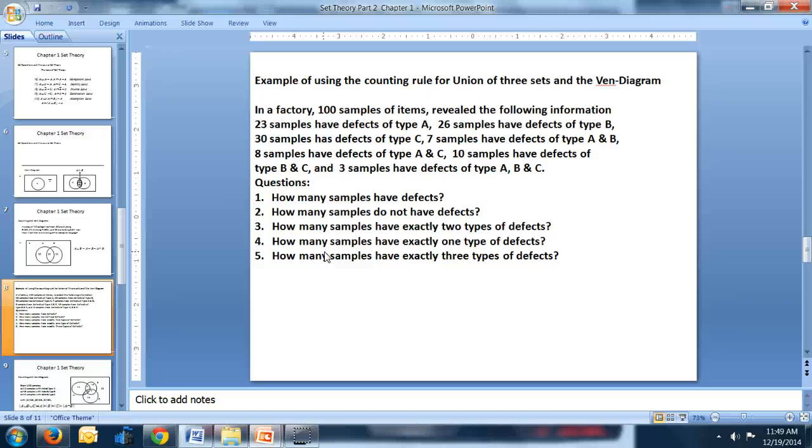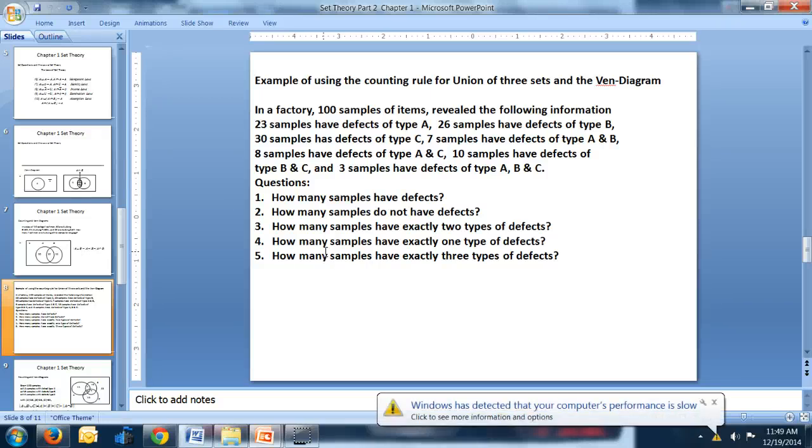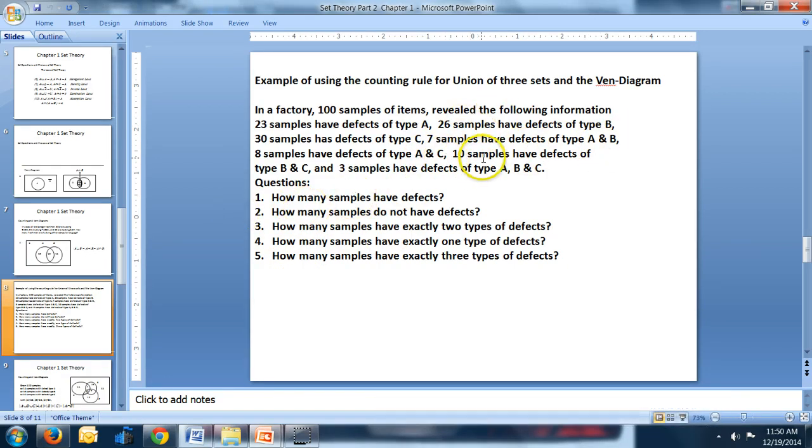So we identified in here that we have 23 samples that have defective A. It could be A by itself, it could be A with B, it could be A with B and C. And then we have 26 samples that have defectives of type B. The same thing with the C. We have 7 samples that have defective A and B, 8 with A and C, 10 with B and C, and then 3 have the 3 defectives A, B, and C. Of course, some samples could also have no defectives at all.